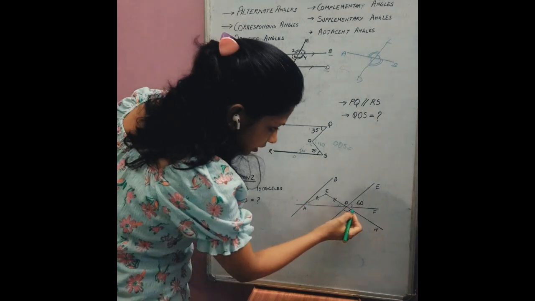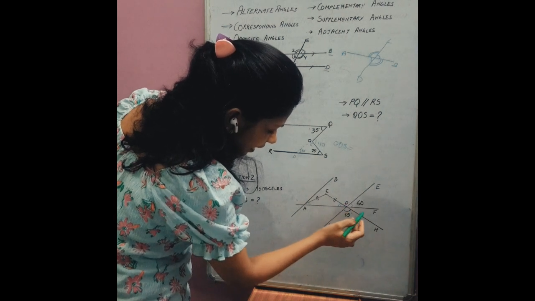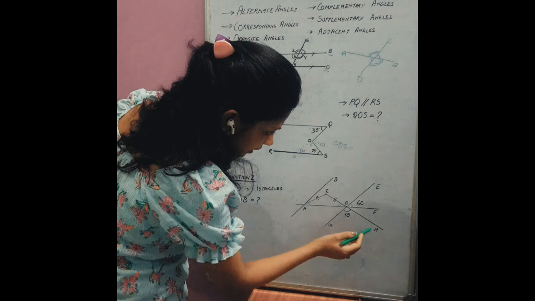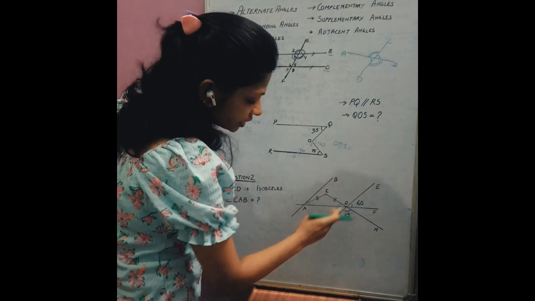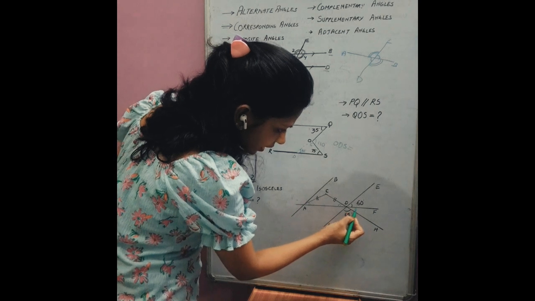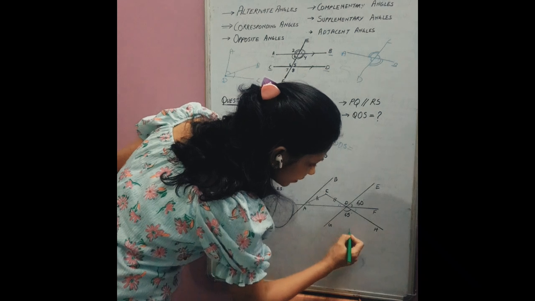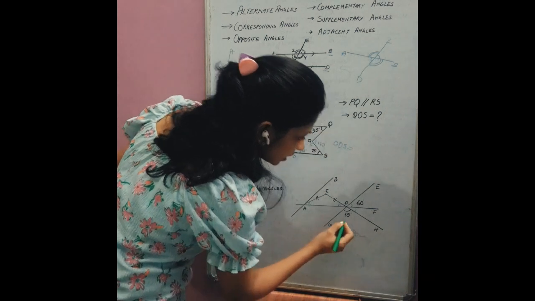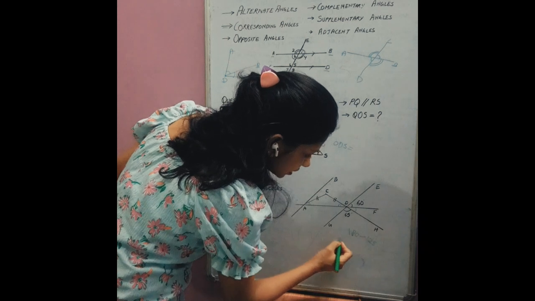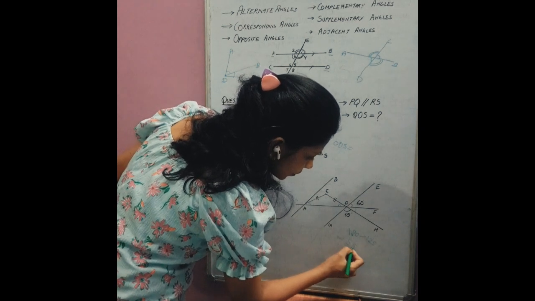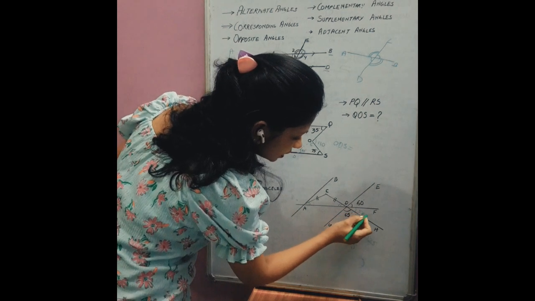Now since we know that angle EDF and angle FDH and angle HDG are supplementary because EG is a straight line, we can easily find out angle FDH. So angle FDH would be 180 minus 60 plus 65, which is 125 degrees. So this will come up to be 55 degrees. So this angle is 55 degrees.